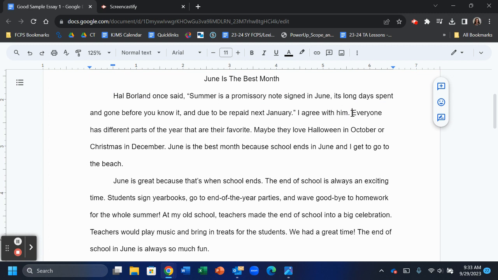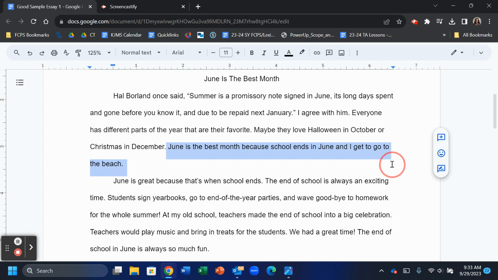Then I have my bridge. Everyone has different parts of the year that are their favorite. Maybe they love Halloween in October or Christmas in December. That's just my bridge, just connecting my hook to my thesis statement. And here's my thesis statement. June is the best month because school ends in June and I get to go to the beach.